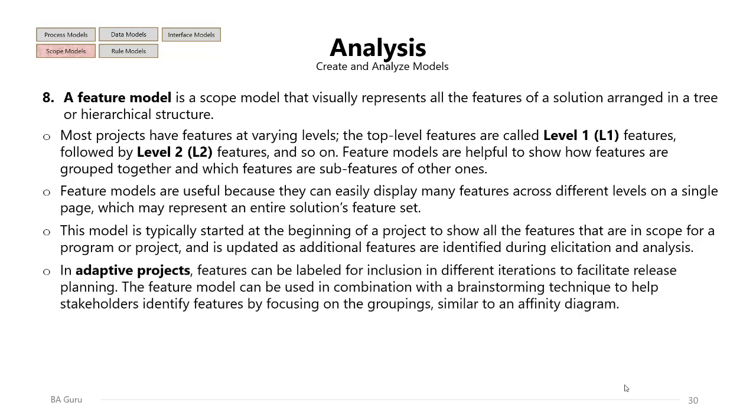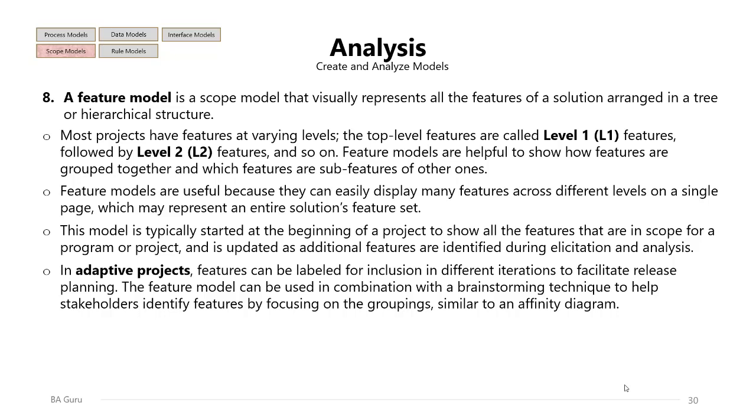In adaptive projects or projects managed using an agile approach, the features can be labeled for inclusion in different iterations to facilitate release planning. It means that because adaptive projects are based on various iterations and each group of features is expected to be implemented in one of those iterations, while creating a feature model in an adaptive project, we can label in which iteration we are expecting this feature to be built.